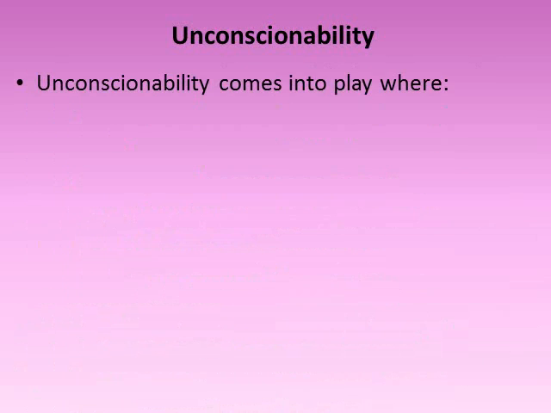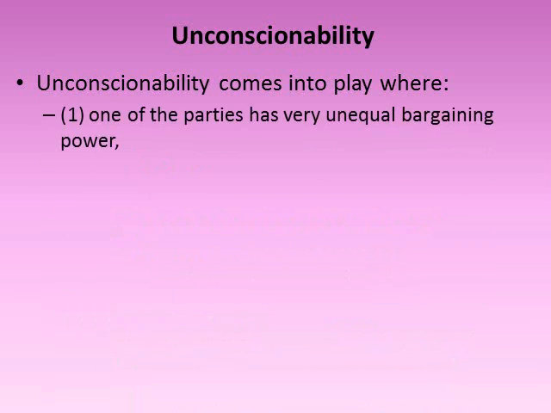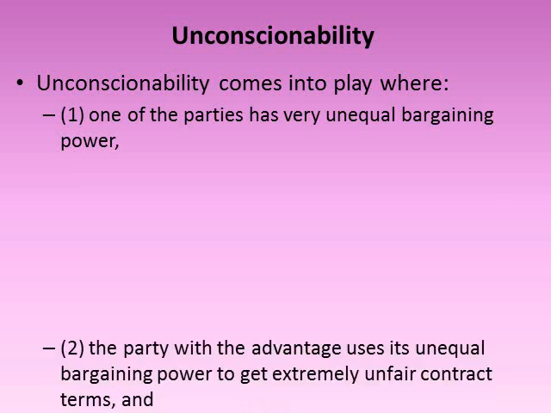So that is unconscionability. It comes into play where we have three things going on. One is that one of the parties has very unequal bargaining power. So we don't have two sophisticated multi-million-dollar blue chip companies here. We have the guy with the generator, and we have Sally who's desperate, basically. And so we have very unequal bargaining power here.